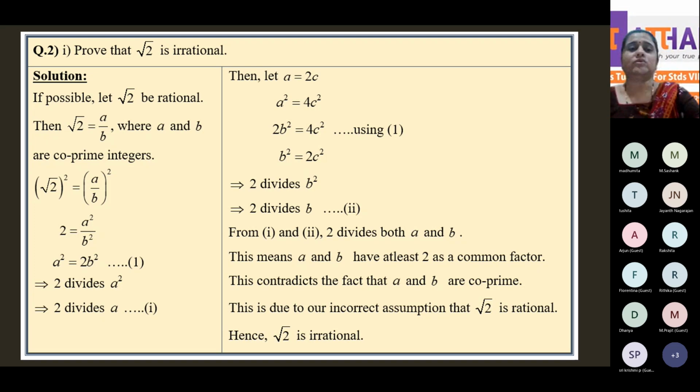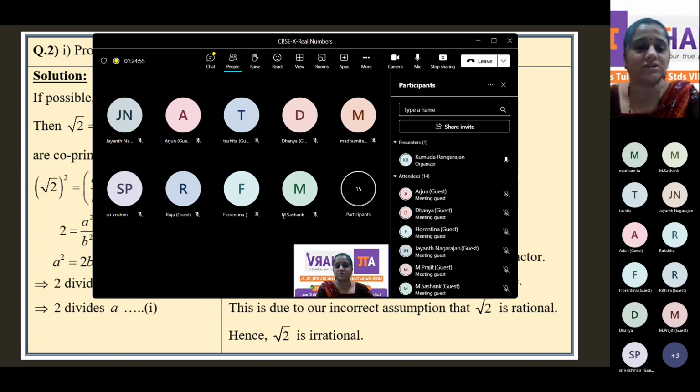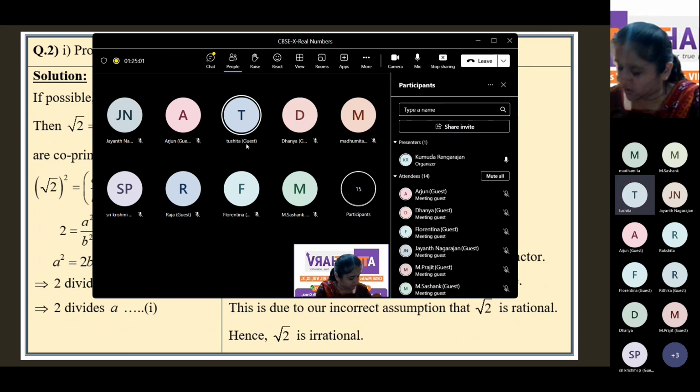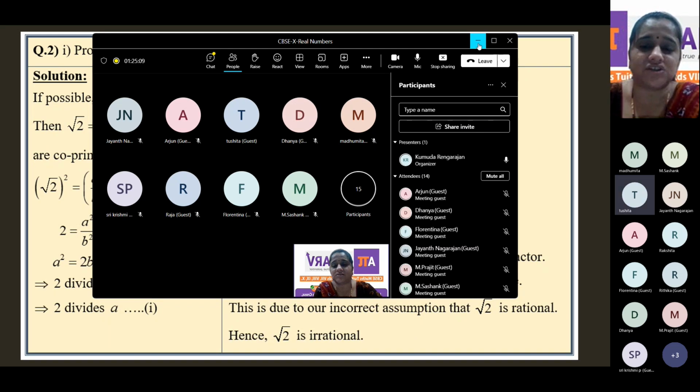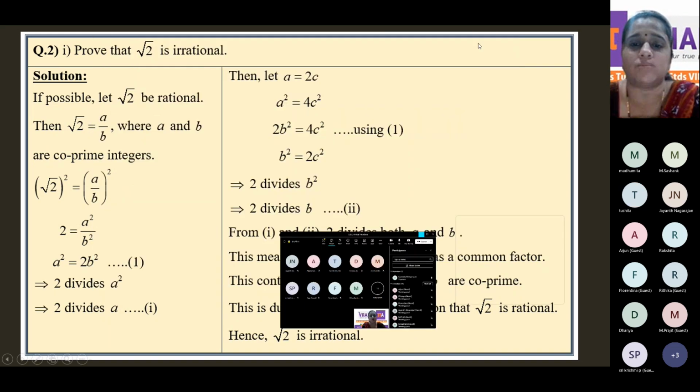So I want all of you, the rest of you, other than Sashank and Tushita. Is this your spelling, Tushita? TUSHITA? Yes, ma'am. Okay. All right. So other than Tushita and Sashank, the others have written all this in your book, right?